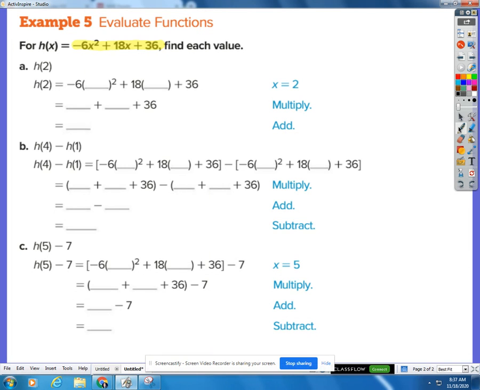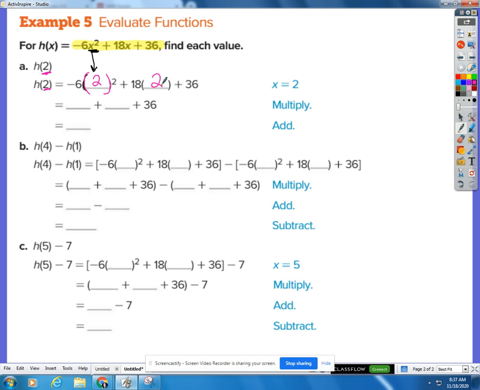We need to be careful. We haven't talked much about powers, but the base of this exponent is just the x. That negative 6 is not part of the base. So when we plug in, you're going to see that parentheses are going around the x. And so on this problem, our input is 2. So that's going to go in for our x in 2 places.